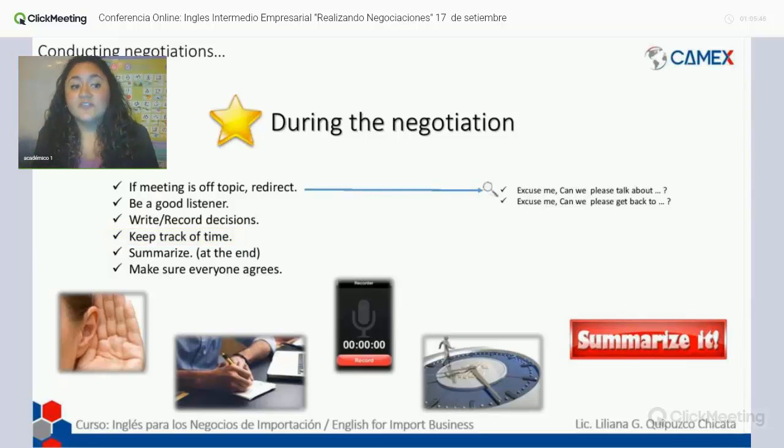At the end, you have to summarize. You have to make a little summary about everything that you talked about before, and every decision that you made together, so all parties agree. So in this case, it makes the last part, which says, make sure that everyone agrees with what you have decided together.